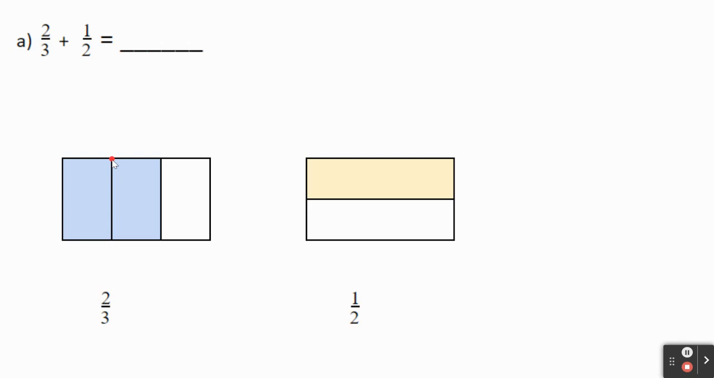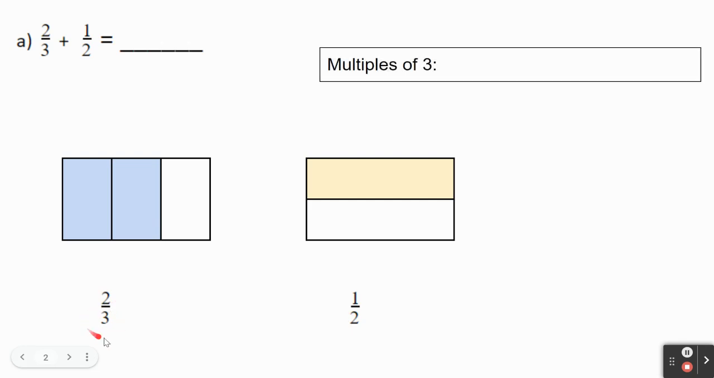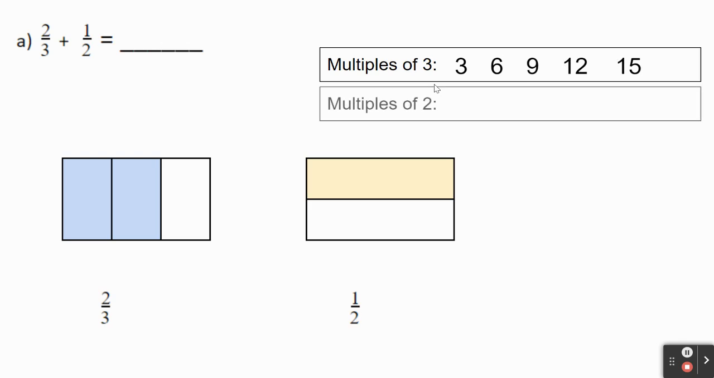To do that, we can list out the multiples of the denominators, which is the number that's on the bottom. So let's start by listing out the multiples of 3, since that's the denominator of our first fraction. We'll list out the first 5 multiples of 3. So we have 3, 6, 9, 12, and 15. Now we're going to list out the first 5 multiples of 2, since 2 is the denominator of the second fraction that we're adding. Here we have 2, 4, 6, 8, and 10.